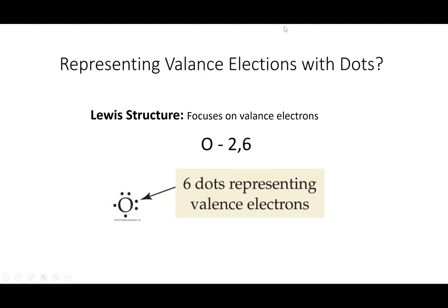Lewis structures are also going to be very important to this chapter. In a Lewis structure, what we do is we represent the valence electrons as dots. With ionic, we got lots and lots of practice at identifying valence electrons quickly. So now that we're going to start writing Lewis structures, it'll be a little bit easier now that we can quickly identify valence electrons. So what we see here is a Lewis structure for oxygen.